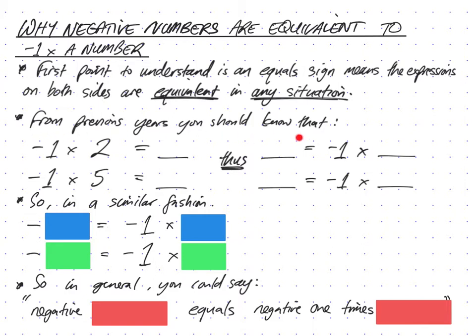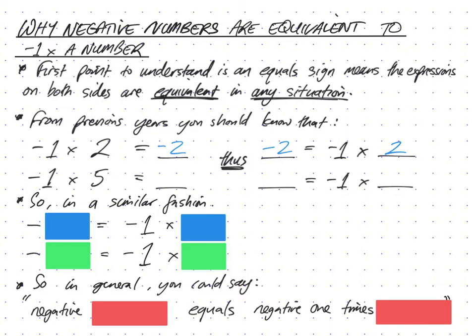So in previous years, you should know that -1 times 2 is -2. So if we turn that around, because I've just said that an equal sign means that this expression is the same as that, we can turn it around, it means exactly the same thing. So -2 is equivalent to -1 times 2. Can you see how all that I did was I put this side of the equation on the other side. All I did was switch it around. So this is a true statement, this is a true statement.